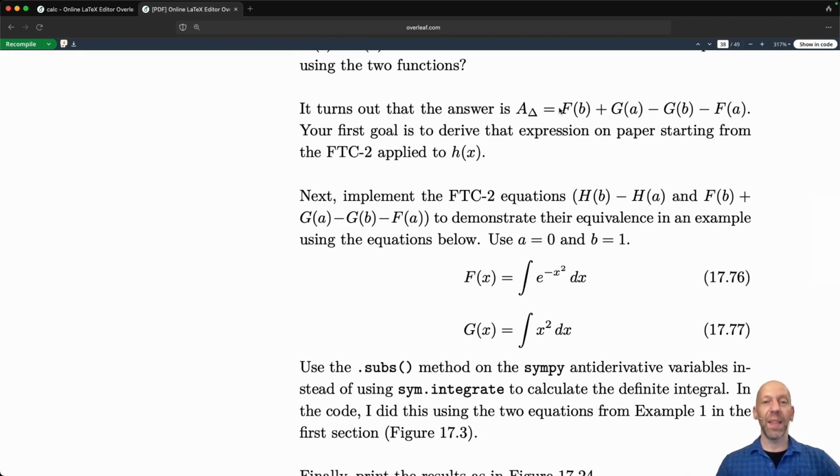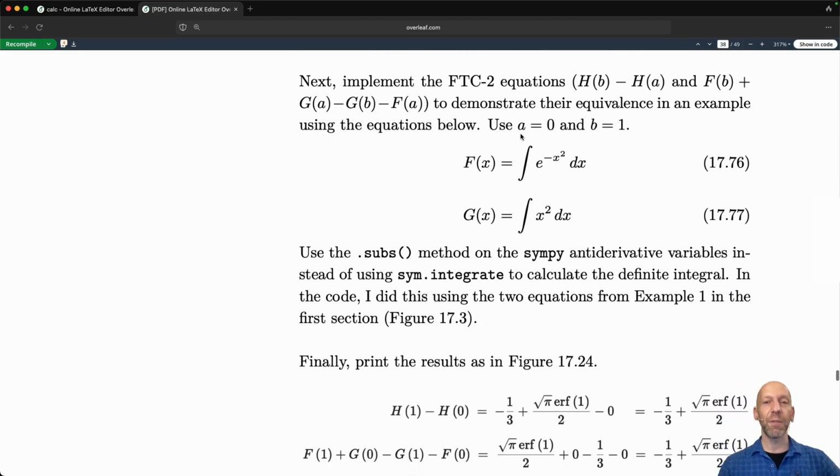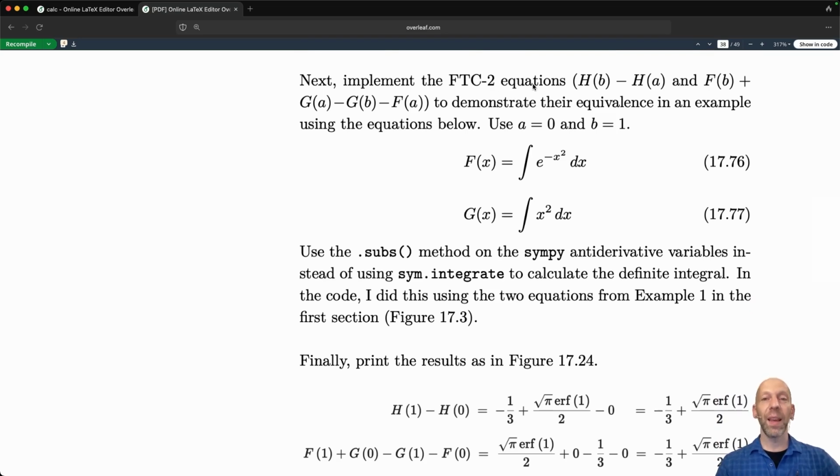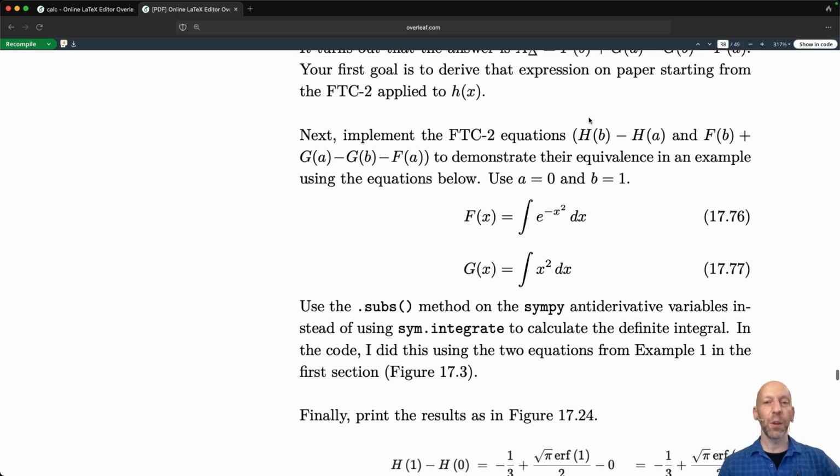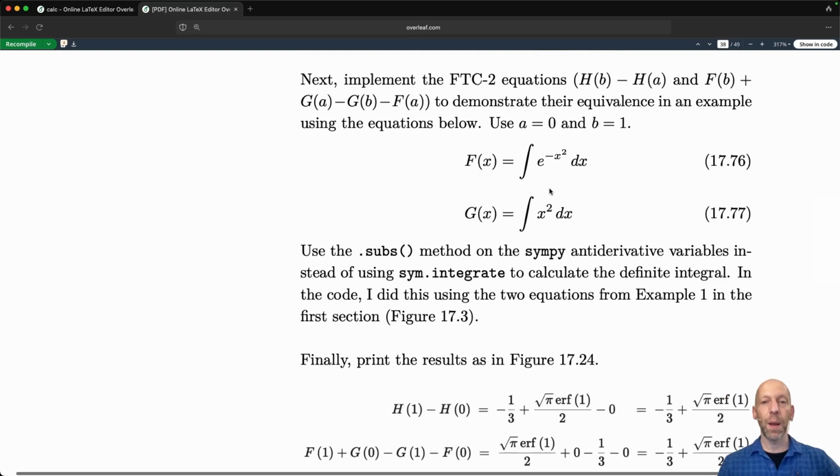Once you have done that, then we want to implement the fundamental theorem of calculus 2 equations in SymPy, so in code, to demonstrate the equivalence between h of b minus h of a and this long expression that I had over here. Okay, you are going to do this using these two functions. So we have f of x, the function f of x is e to the minus x squared. And so capital F is the antiderivative of that expression. And the antiderivative G is the indefinite integral of x squared. Okay, so for these two functions, and using a equals 0 and b equals 1.